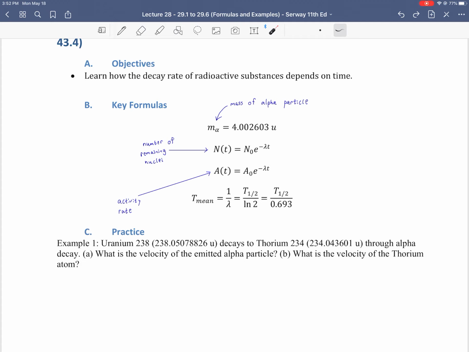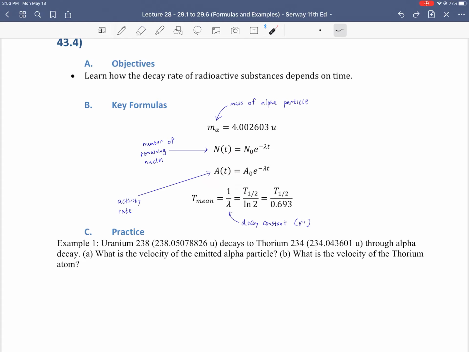Okay. Obviously, we saw a couple of key examples. For example, we had the Curie, which was 3.7 times 10 to the 10 decays per second, and then the Becquerel, which was just 1 decay per second. Okay, so those are kind of the 2 standard units, but sometimes it might just be specified as 1,000 decays per second, which isn't in units of Becquerel or Curie. It's just in units of decays per second. Okay. So a little bit about that, but make sure you check your units or what's specified.